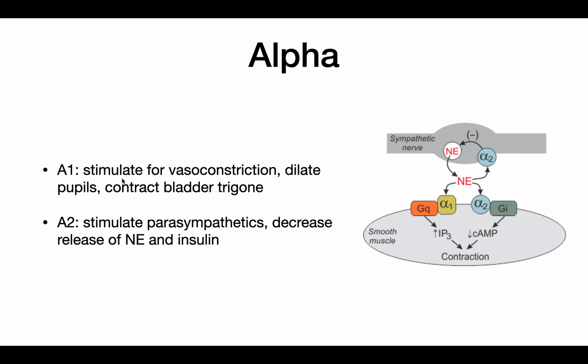Okay, so alpha 1, when you stimulate them, they will vasoconstrict and dilate the pupil. They will also stimulate the bladder to contract. Alpha 2 is going to stimulate the parasympathetic system. It's going to decrease the release of norepinephrine and insulin. And they all work by decreasing cAMP, increasing IP3 in order to form contractions. So it's like one of the two. A2 will inhibit that, so there's no contraction.